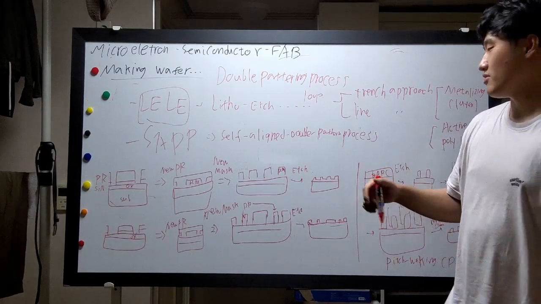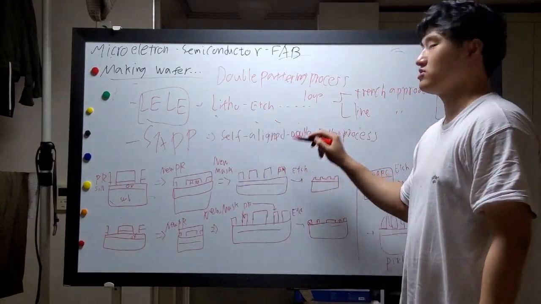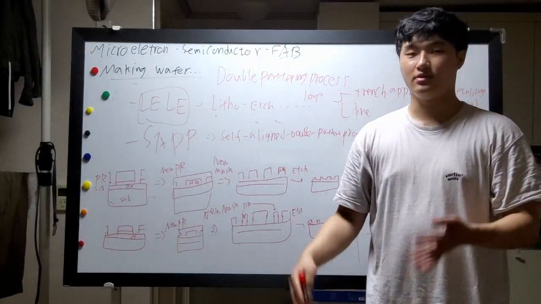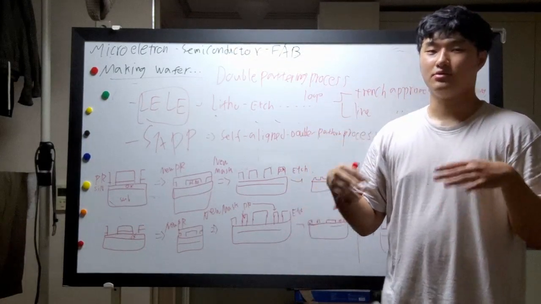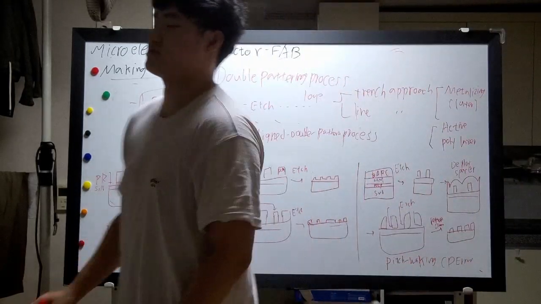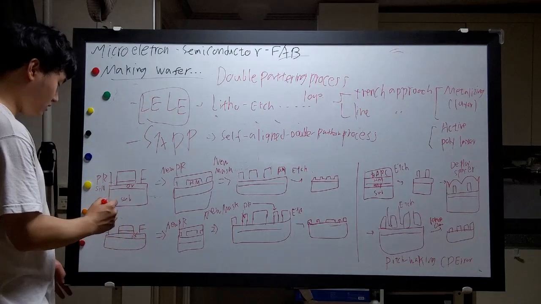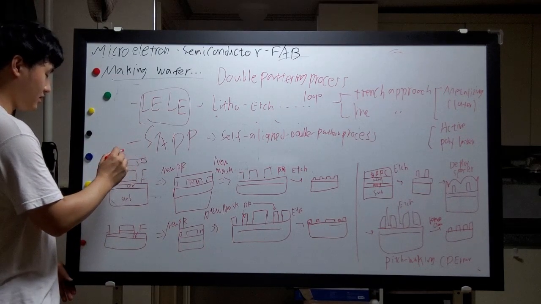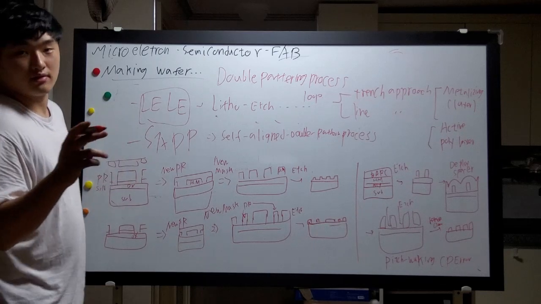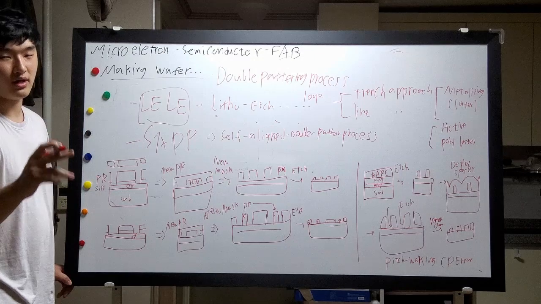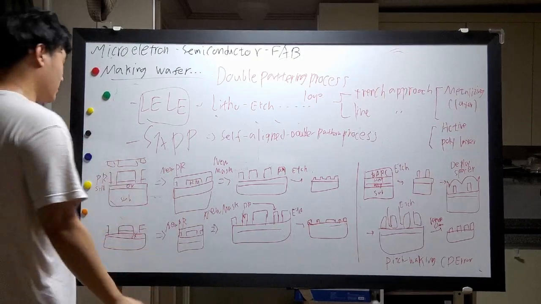So anyway, litho-etch means making the pier, etching the hard mask, doing the litho and cutting overlay again, and etching. Anyway, let's look at the images. First, we use a mask here, and the whole process of litho-etch is done in the positive way.